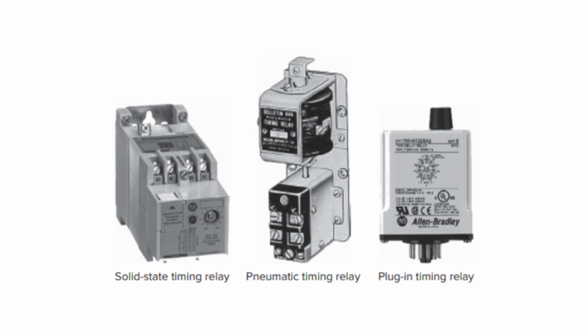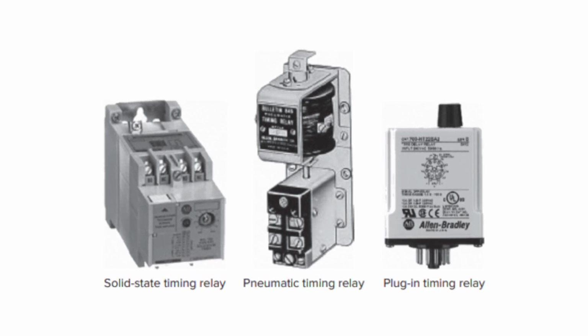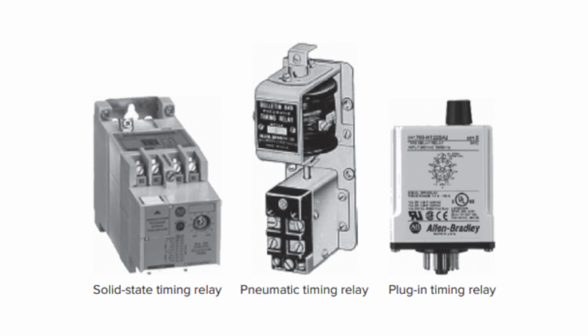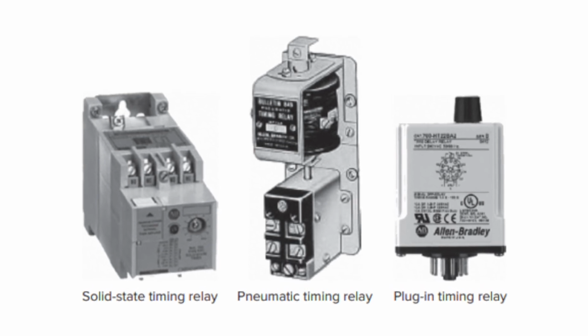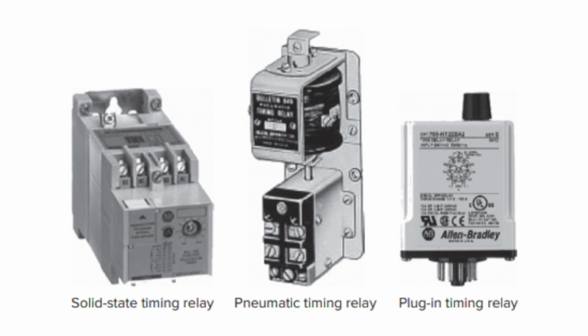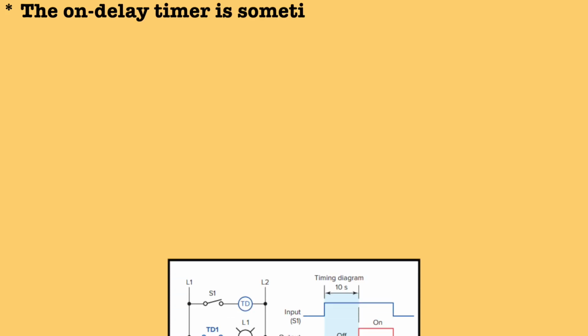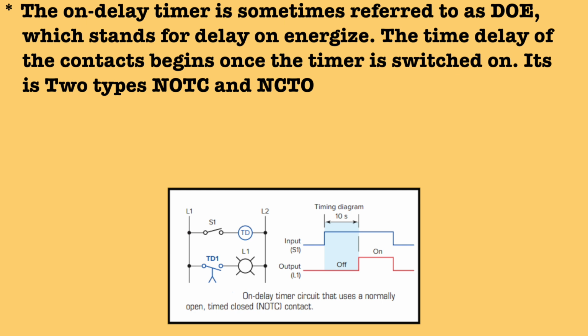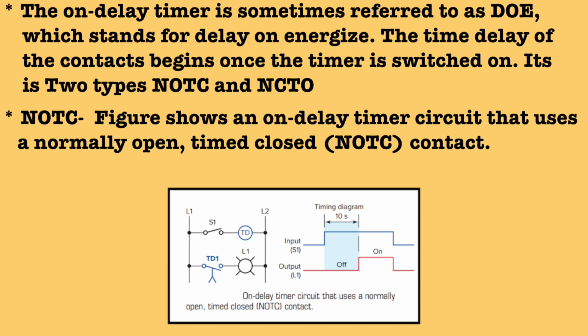As you can see in the diagram, the solid state timing relays, pneumatic timing relays and the plug-in timing relays are shown. These are examples of mechanical relays. Next, the on delay timer is sometimes referred to as a DOE, which stands for delay on energize. The time delay of contacts begins when the timer is switched on. It is of two types, NOTC and NCTO. NOTC stands for normally open timed closed contacts and NCTO stands for normally closed timed open contacts.